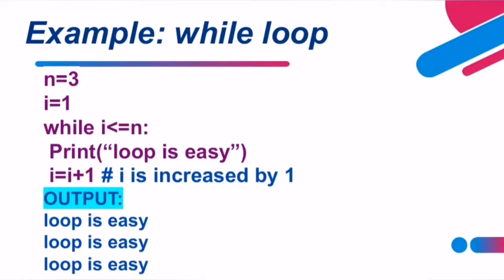In the last iteration, the fourth iteration, you can see the value of n equal to 3 and i equal to 4, but this time the Boolean expression is false, so the loop will be terminated. It prints "loop is easy" 3 times and then terminates from the loop.